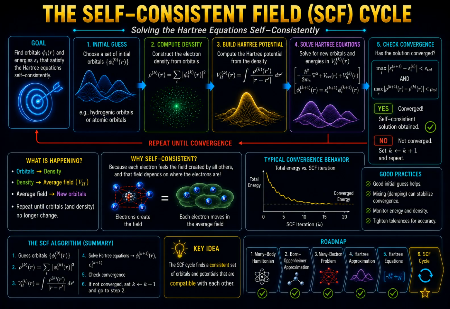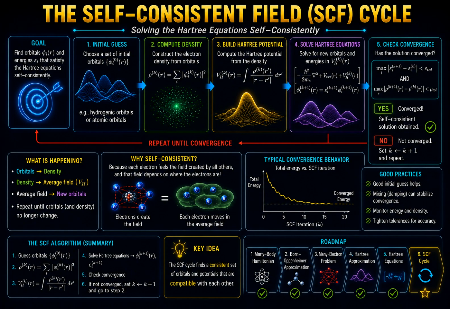We begin with an initial guess for the electron density. Using this density, we calculate the Hartree potential. Next, we solve the Hartree equations to obtain a new set of orbitals. These orbitals generate a new electron density. We then compare the new density with the previous one. If the difference is still significant, we repeat the entire procedure.